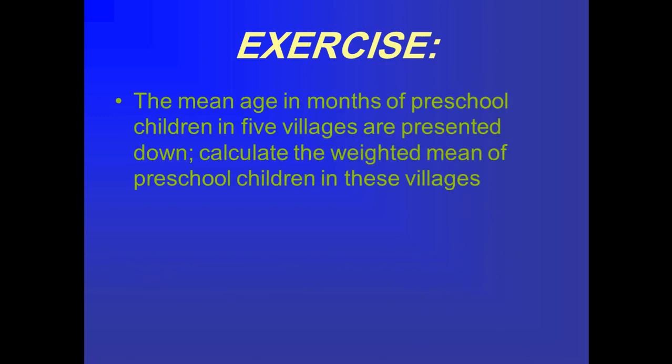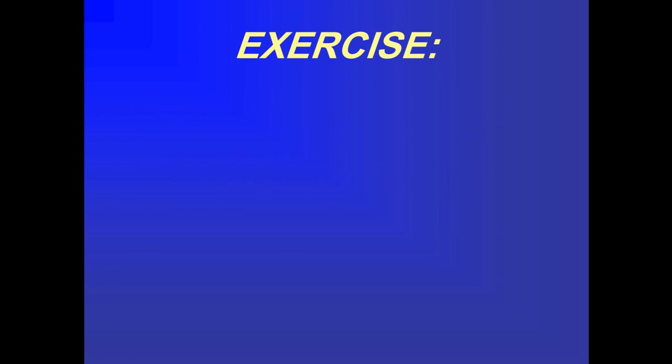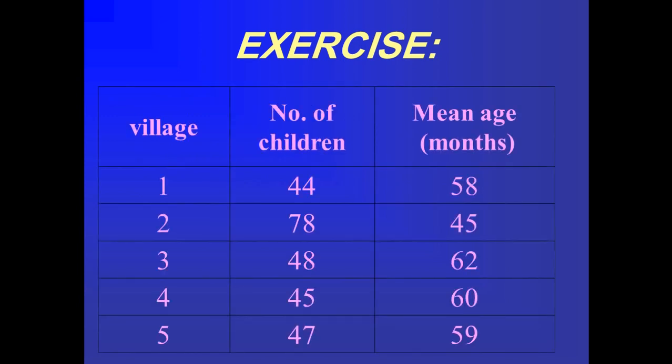And the mean age in months of preschool children is another example. Preschool children in 5 villages are represented here. Calculate the weighted mean age of preschool children in these villages. So we have 5 villages, and we have the number of children in each village. In village number 1 it is 44, then 78, 48, 45, and 47, and the mean age in months is 58 in village number 1, 45 in 2, 62 in village number 3, 60 in village number 4, and 59 in village number 5.